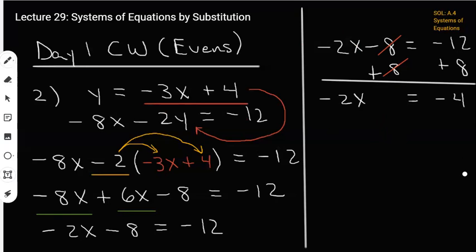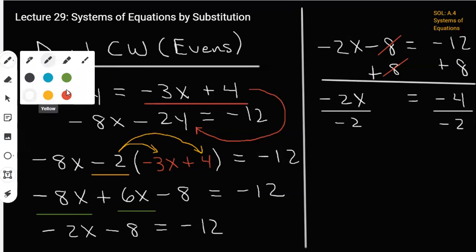So now I have a one-step equation. The only thing I have left to do is divide by negative 2. That's it. So I'm going to make my fraction over here. I'm going to divide both sides by negative 2. And once you get that, you should get a whole number for your answer. You should get positive 2.